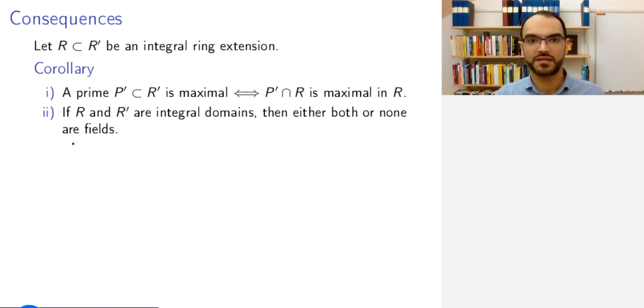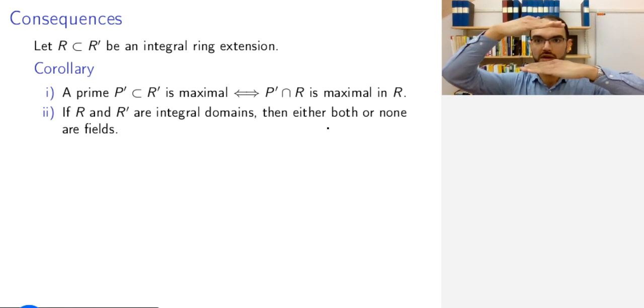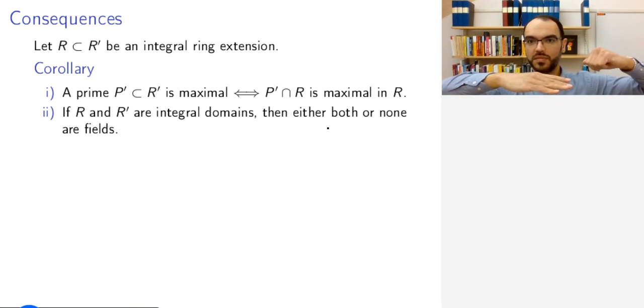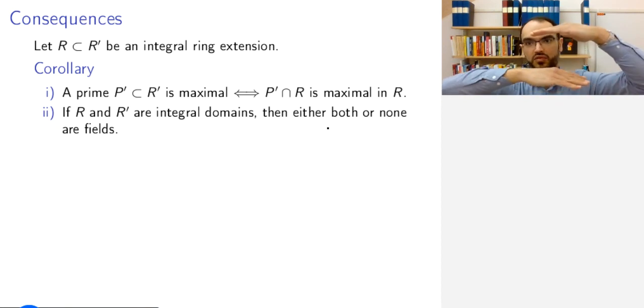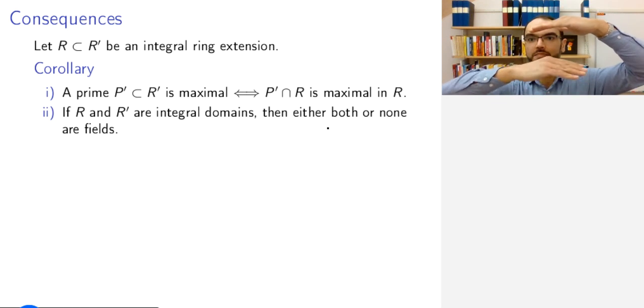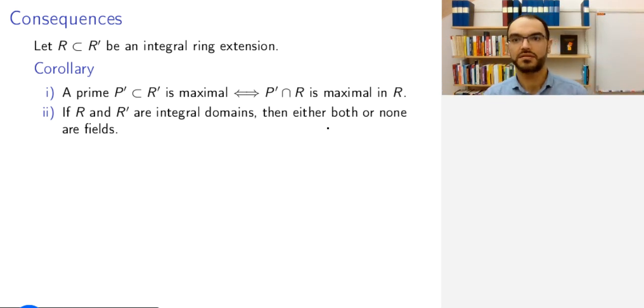Related to this is the fact that if you have two integral domains such that R prime over R is an integral extension, then either both are fields or none of them is a field. This means that you cannot take a field and have an integral extension over it that is not a field. And perhaps more seriously, you cannot take an integral domain and pass to a field with the help of an integral extension. In particular, the field of fractions over a non-field is not an integral extension.